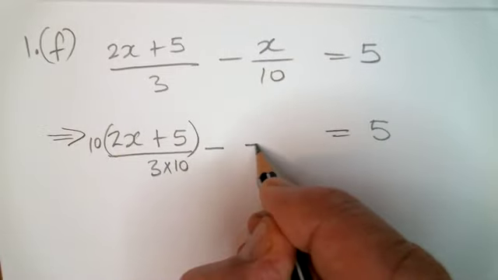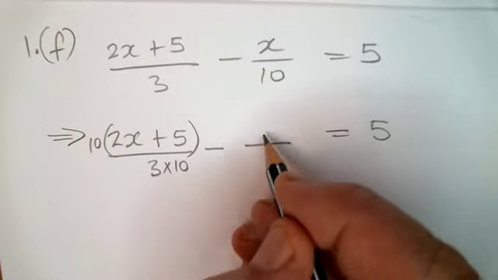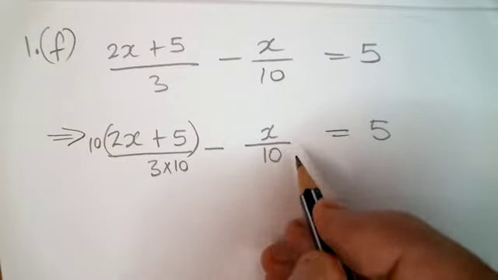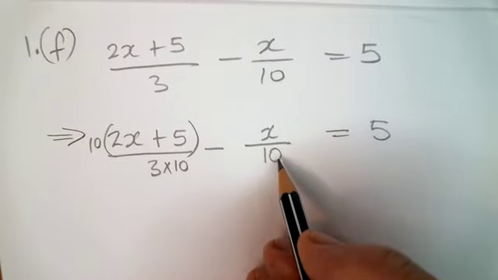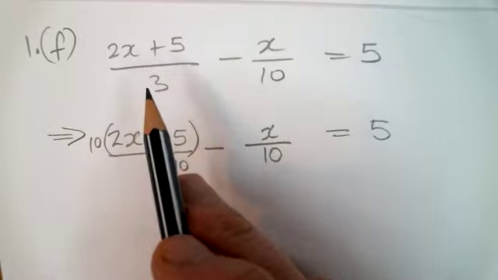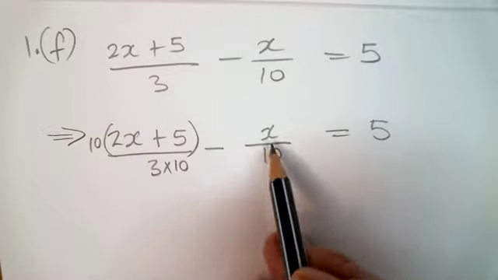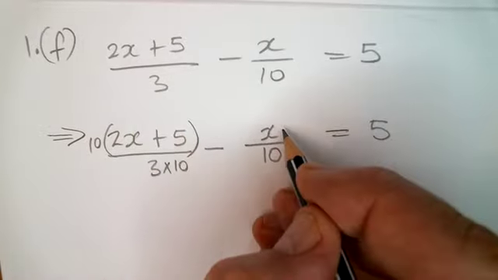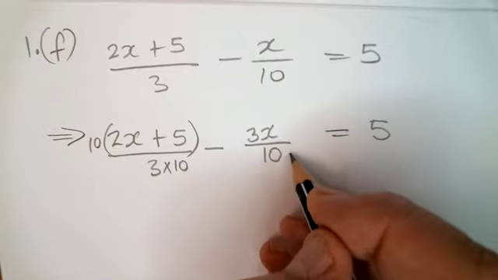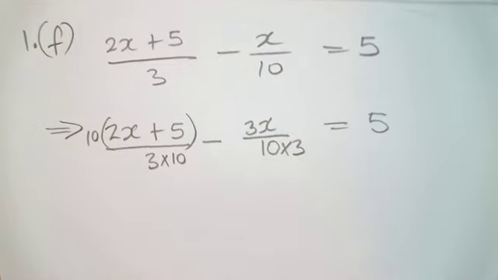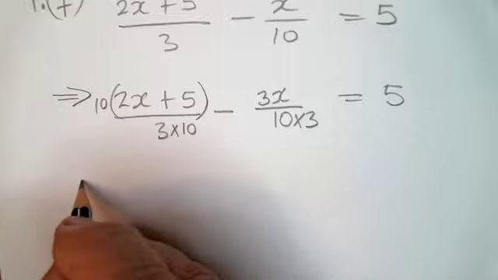At the moment, it's an x over 10. But I want this to be the same. So I look at the denominator here and I'm going to multiply everything on this side by that number there. So I'm going to multiply this by 3, and I'm going to multiply this by 3. And I succeed. So let's have a look now.